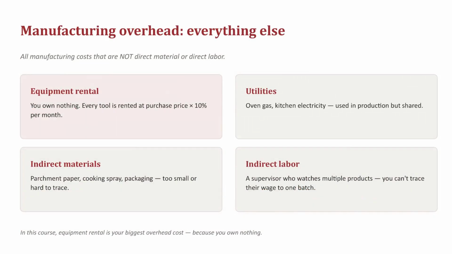Manufacturing overhead is the catch-all for every manufacturing cost that is not direct material or direct labor. Think of it as the cost of having a factory, even if your factory is your kitchen. In this course, equipment rental is a big one. Every tool is treated as rented at 10% of its purchase price per month, so a $300 oven becomes $30 a month in overhead.